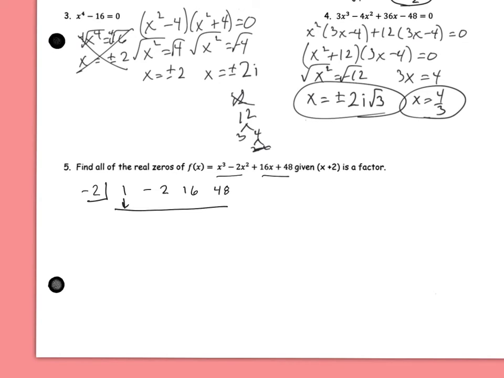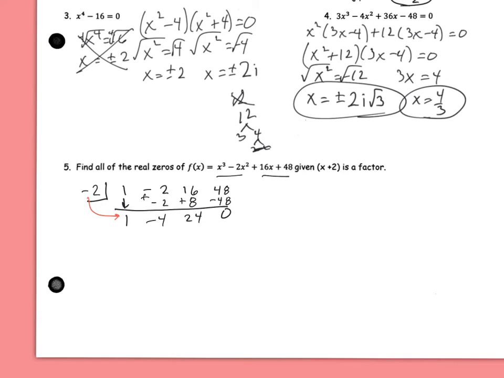Bring down the 1, and we start to multiply. Negative 2 times 1, push it forward. Add. Then we take negative 2 times negative 4, that's an 8. Add. This feels like it might be going wrong, because the numbers usually don't get bigger, but let's keep going. Negative 2 times 24 is a negative 48. Oh, it did work. All right.